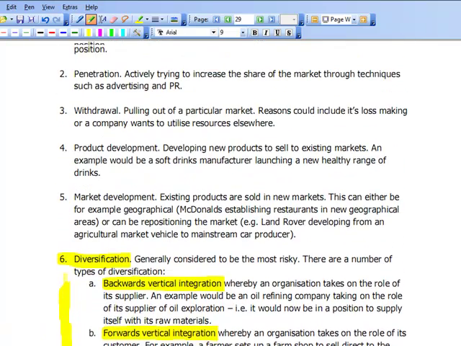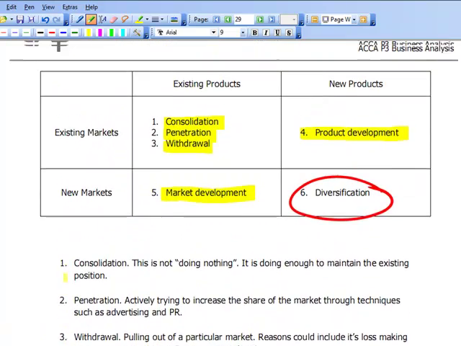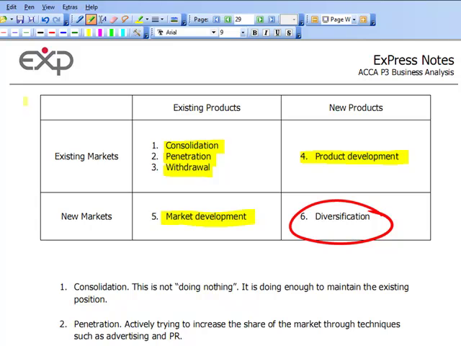So today's training video has just completed Ansoff's matrix. Ansoff's matrix, remember, is also known as a product market mix.